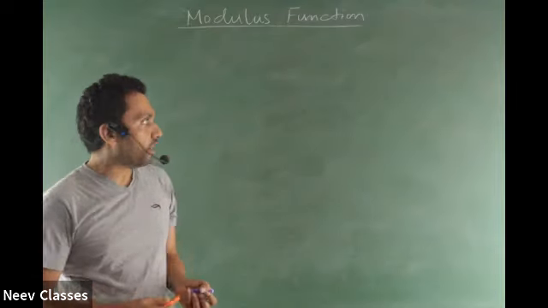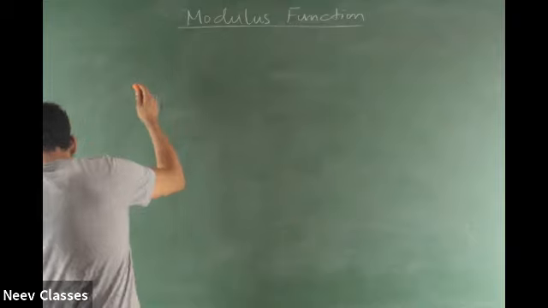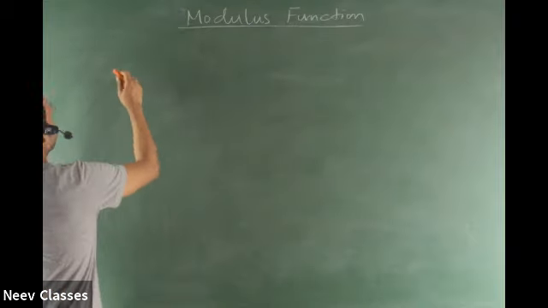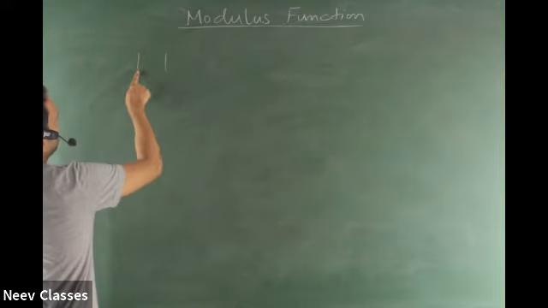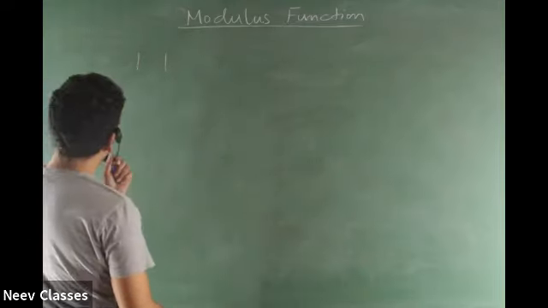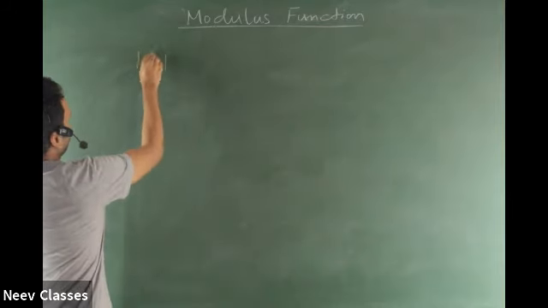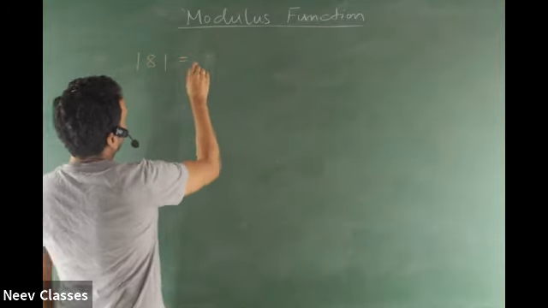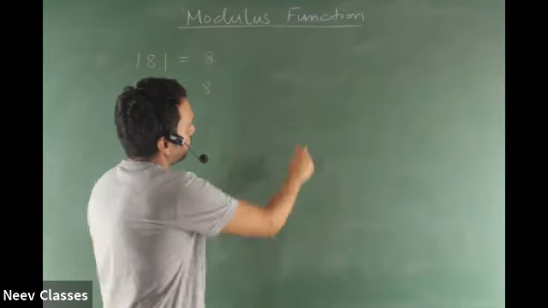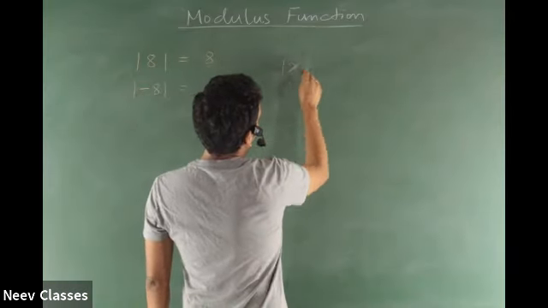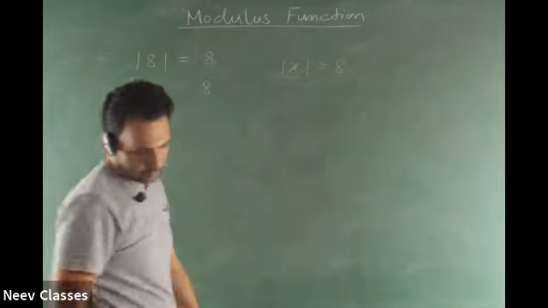So positive values of, or absolute value of function, right? Modulus function, denoted by these two vertical bars. If I say what is mod of 8, it is 8. What about mod of minus 8? It will be 8. Hence, if I say mod of x is equal to 8, what does it mean? x is equal to plus or minus 8.